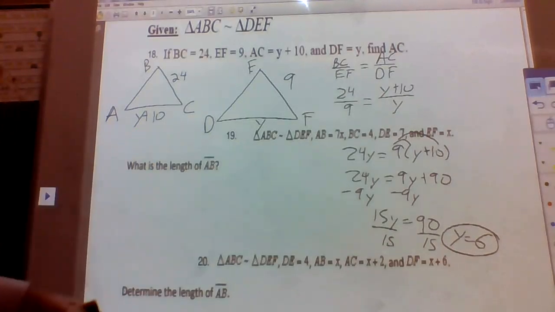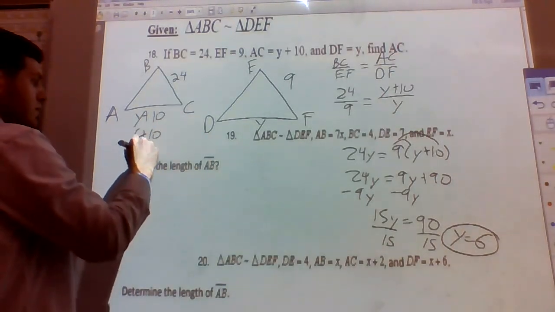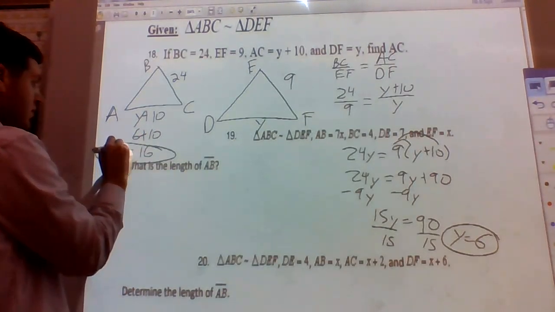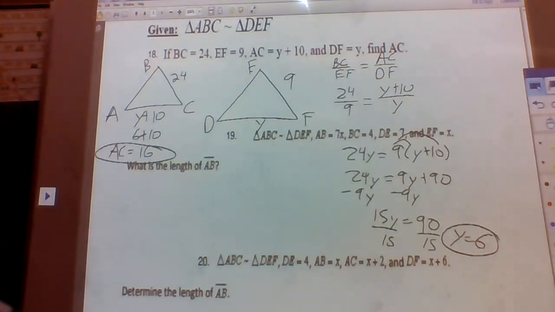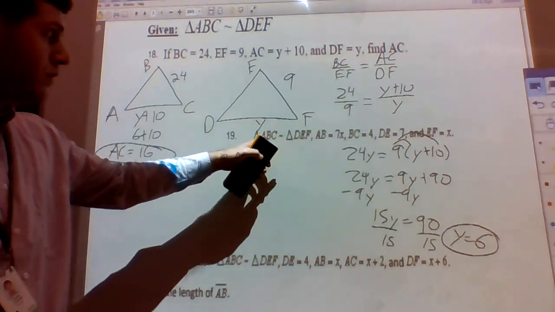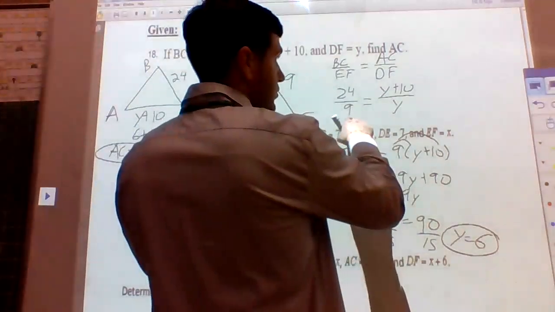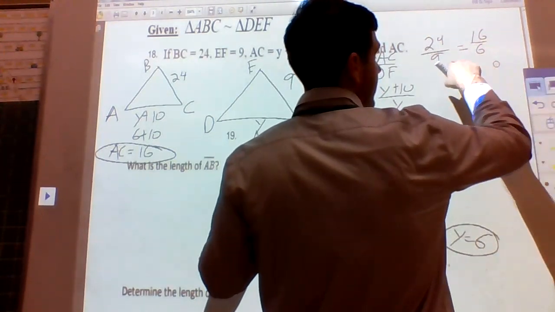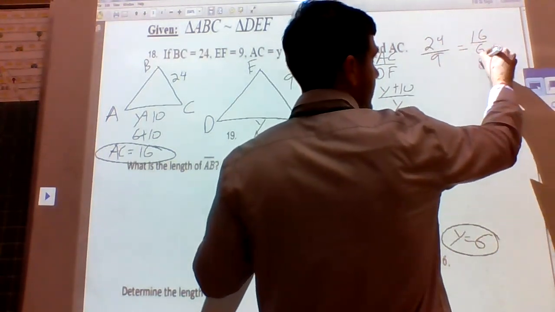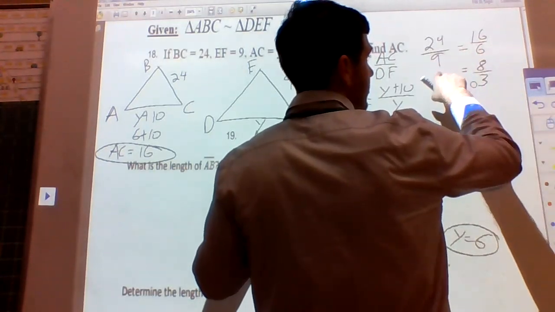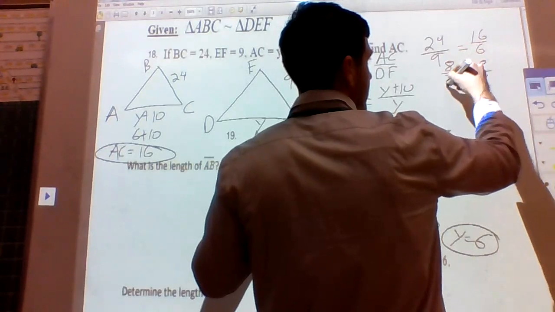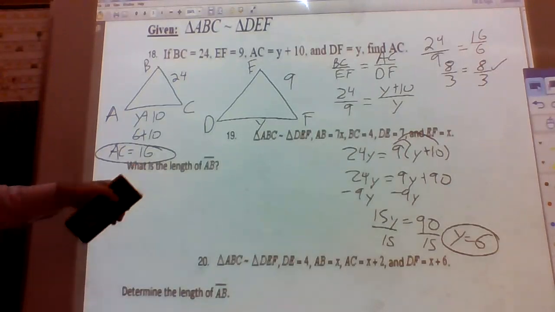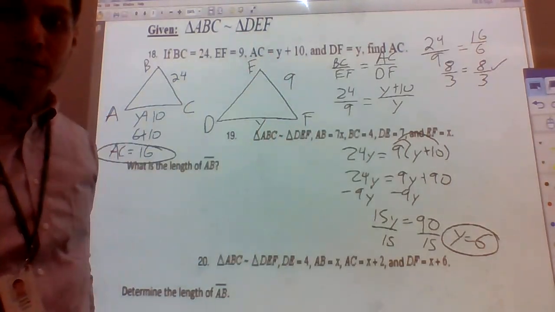Okay, let's plug it in. 6 plus 10 is 16. So AC is going to be 16. We can check. So 16 over 6 should equal 24 over 9. 24 over 9 should equal 16 over 6. This is going to reduce. We divide by 2, we're going to get 8 thirds. Divide by 3, we're going to get 8 thirds. Okay. So we know we have the right answer. y is 6 and AC is 16 because we substituted back in. 6 plus 10 is 16.